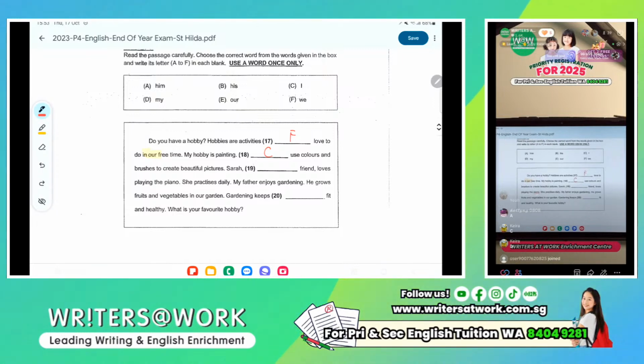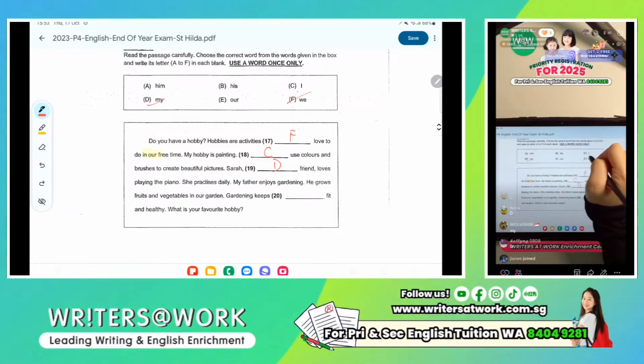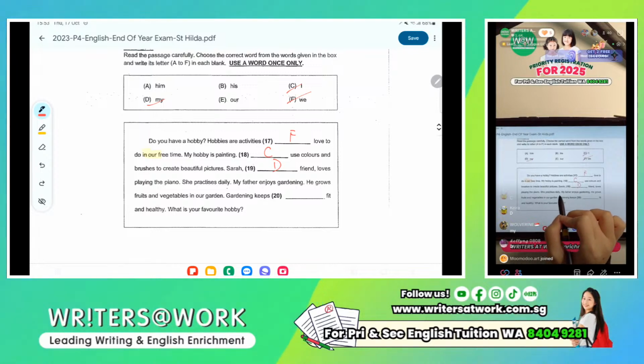Sarah, blank friend, loves playing the piano. Sarah, whose friend is it? D, my friend. So I like to cancel the options so we can see which options we can use for the next answer. Gardening keeps blank fit and healthy. Gardening keeps who fit and healthy. My father enjoys gardening, so this has to describe the gardening. Keeps him, for father. Father is a man, so we use him.